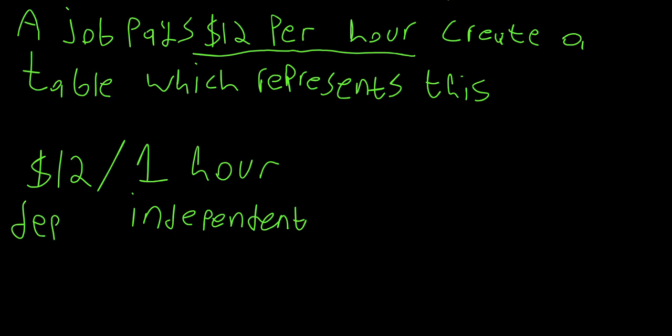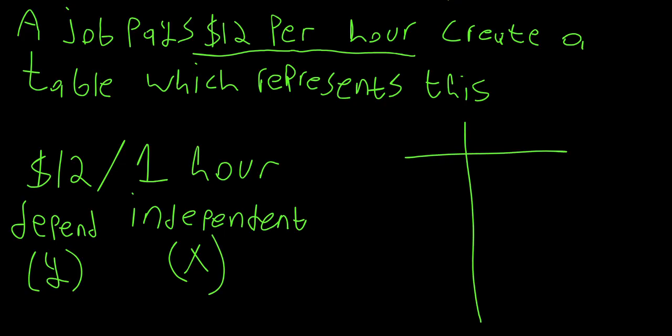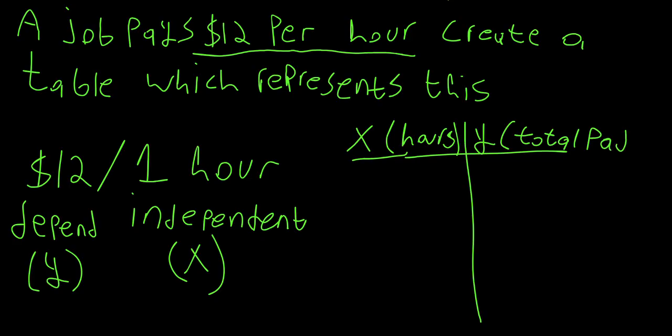And your dependent value is 12. And if you'll remember, the dependent is your Y and the independent is your X. So now we create your table. We put X on one side, or we could say hours. X represents hours. You won't see it like this for long, but we can do it this time. Y equals total pay. But Y will represent your total pay.